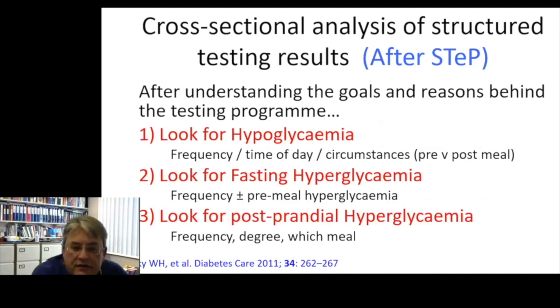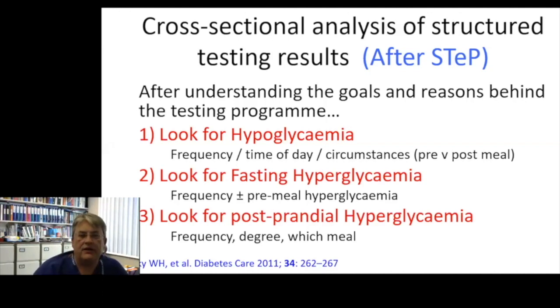So there is some evidence around looking at structured data after the so-called structured testing program that was published back in 2011. And it's broadly a 3-step process. Once you've determined longitudinally that the data you're looking at is appropriate to make comments on, you first look for hypoglycemia, you second look for fasting hyperglycemia, and you third look for prandial hyperglycemia.